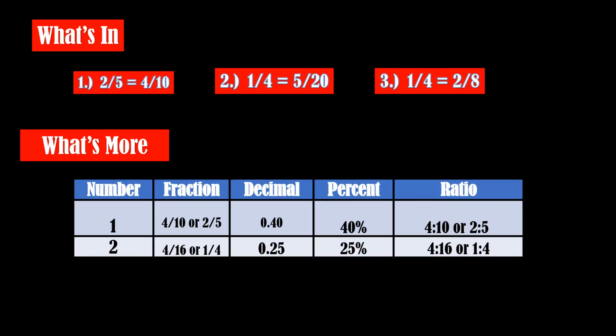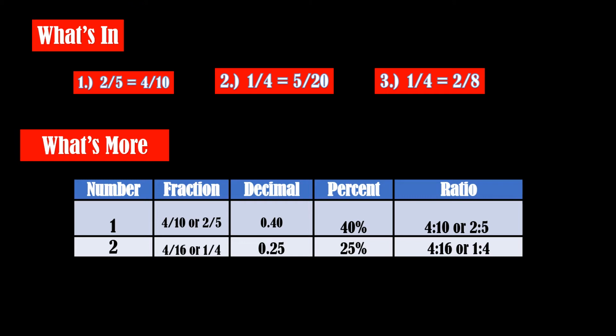Okay, now class, let's go to What's In. The answer in number 1 is 2/5 is equal to 4 over 10. Number 2, we have 1/4 is equal to 5 over 20. Number 3 is 1/4 is equal to 2 over 8. Now let's proceed to What's More.